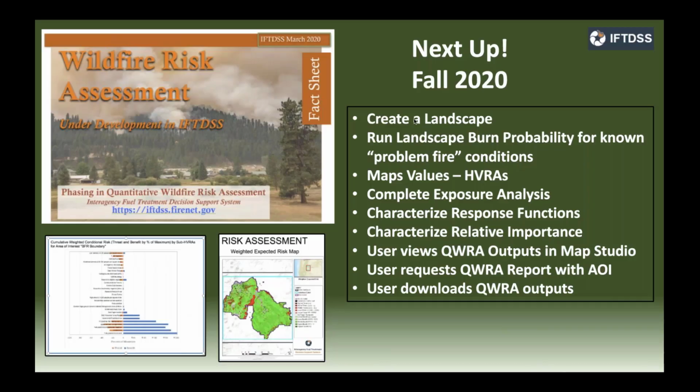So these are the things we're going to be doing come fall that should be available to folks. Not exactly positive on the time frame yet, but we're working through things. Things are going very well, actually. Going through definitely the first 5 or 6 bullets up here, and then adding in response functions, relative importance, and then looking at those outputs, and then getting reports as well. Just like we showed with the exposure analysis, there'll be accompanying reports with the risk assessment as we go.